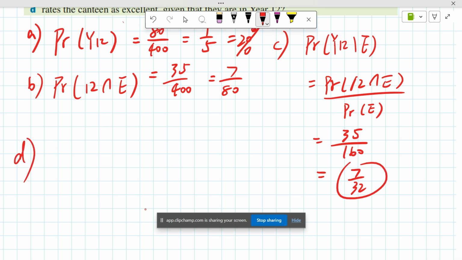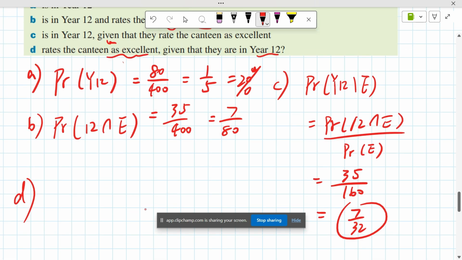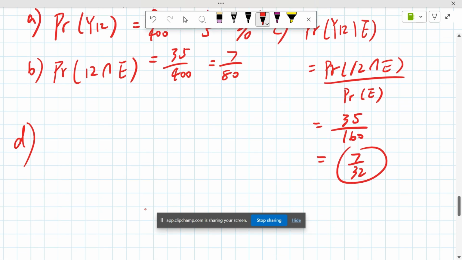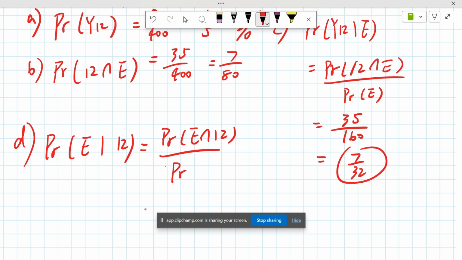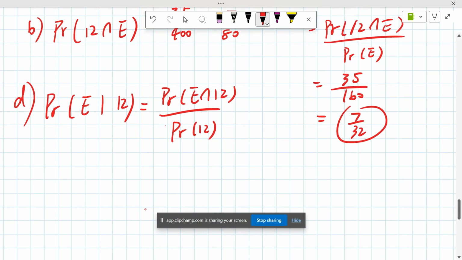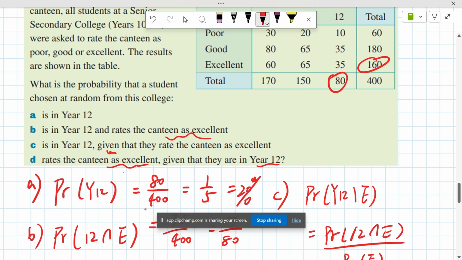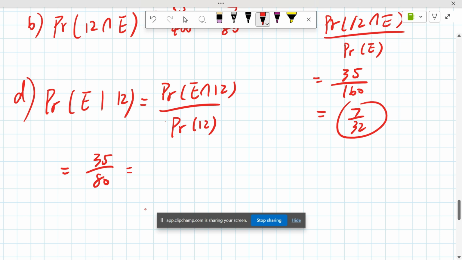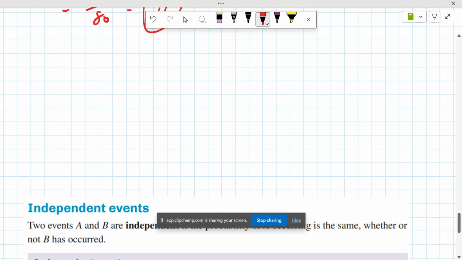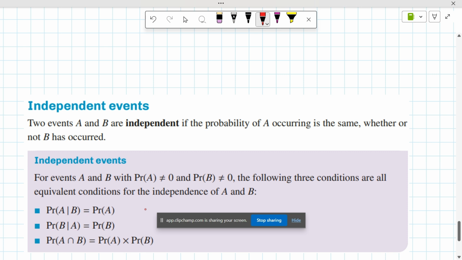And for question D, now we say rating excellent given year 12. So now we do the opposite way. The probability of excellent given 12 equals the probability of excellent intersection 12 over the probability of 12. So that equals 35 over 80 students, which gives 7/16. So you can see they are not equal to each other, C and D. They both have an answer, but it's different.